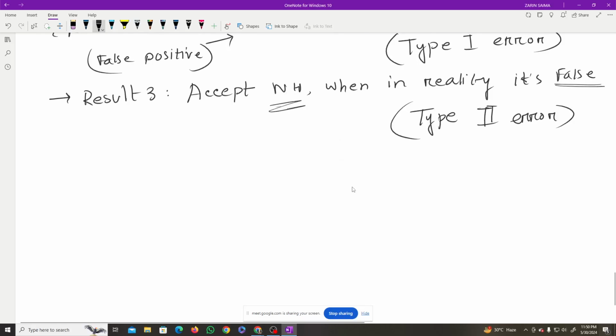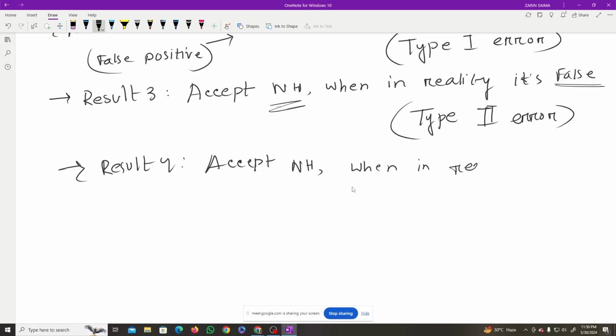And there might be another case, that is, you accept the null hypothesis when in reality it's true. So you're doing the correct thing. Your null hypothesis is true and you're accepting it. So no error in this case, right? This is also known as true negative. We will see a confusion matrix for this.